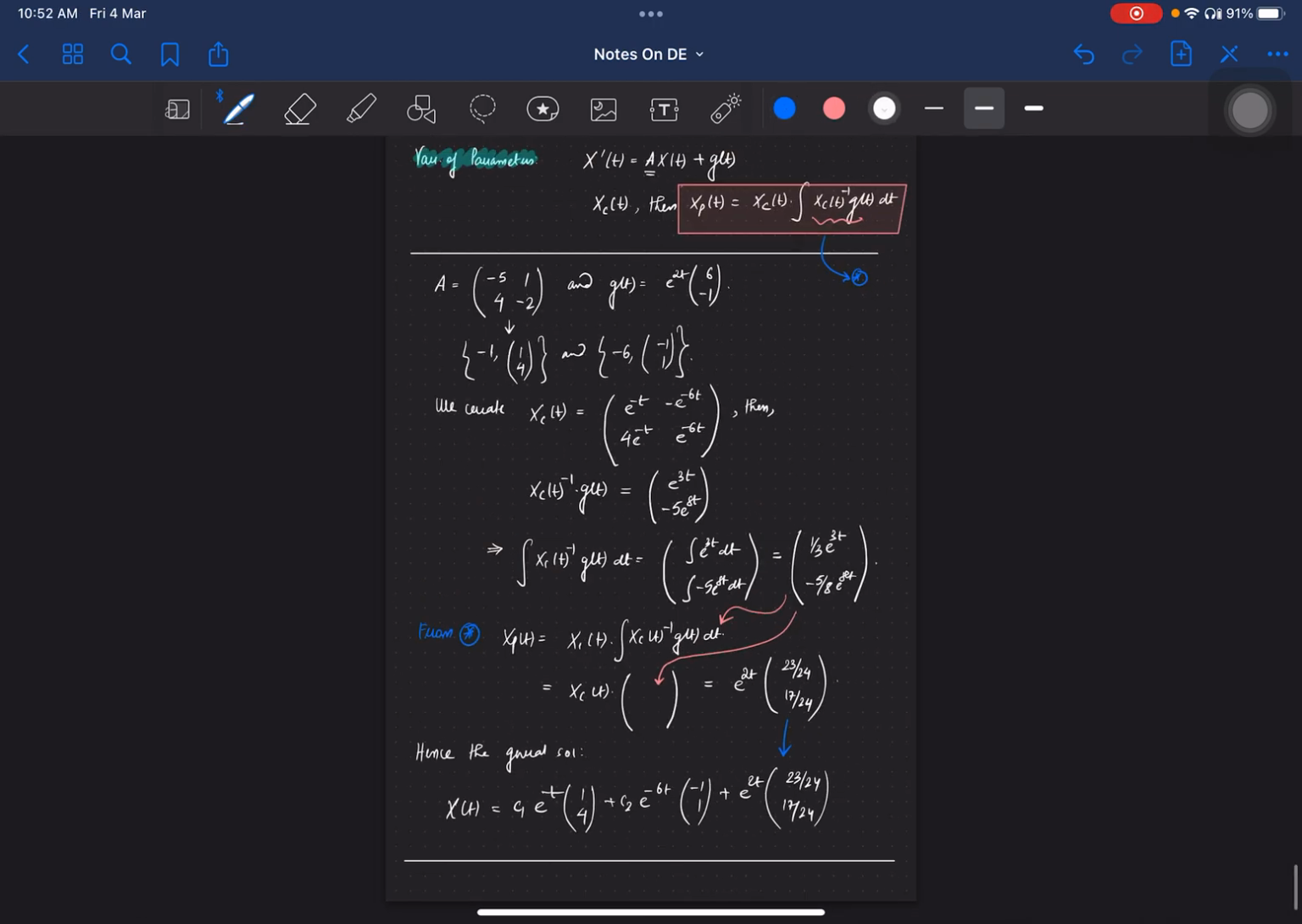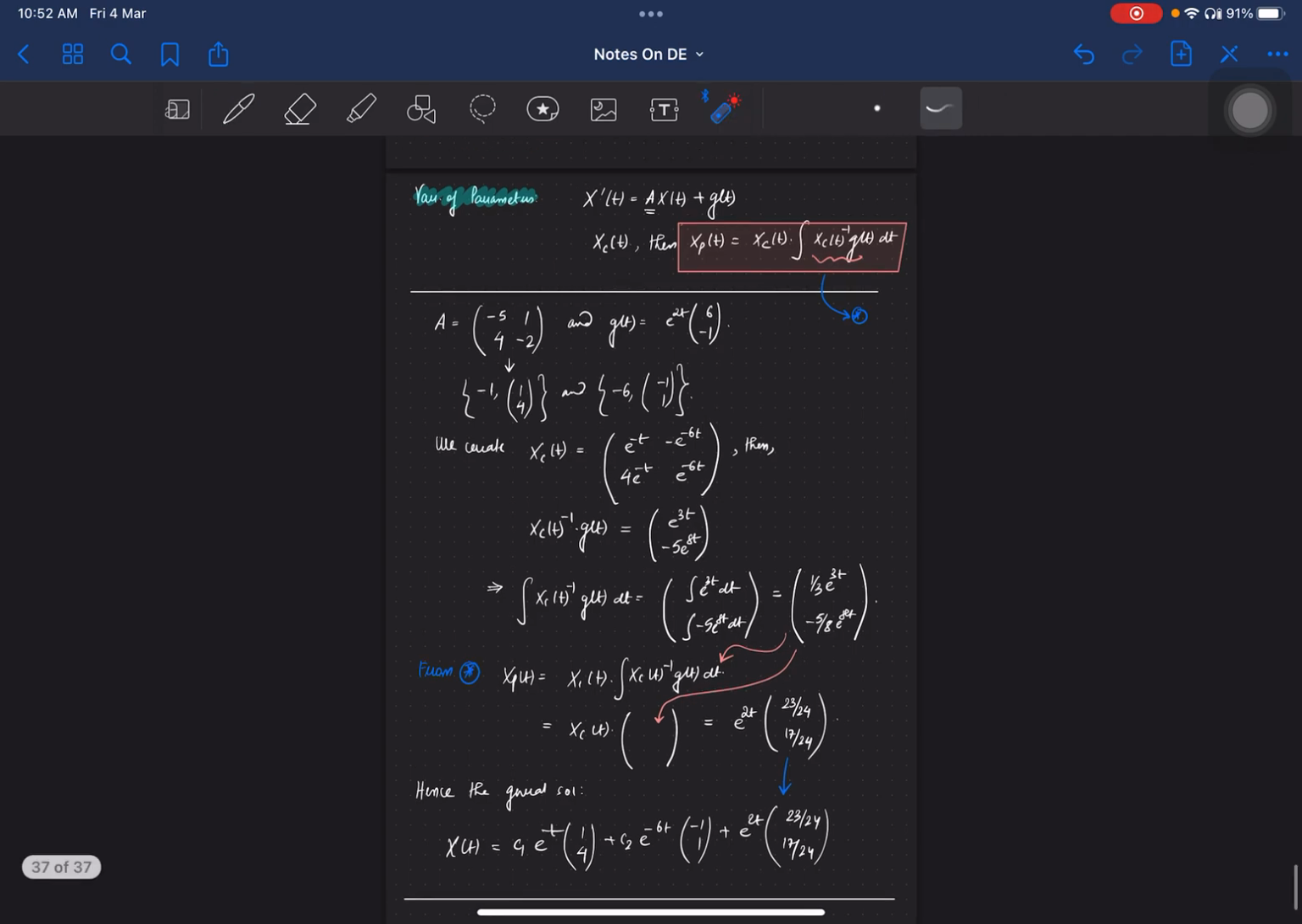So let's quickly recall. If you have g(t) here and you want to use the variation of parameters method, we have to find the particular solution by this term X_c(t). I explained how to generate this X_c(t) from the homogeneous solution. You do X_c(t) inverse g(t) and then integrate and multiply with X_c(t), and this gives you the particular solution. Okay.